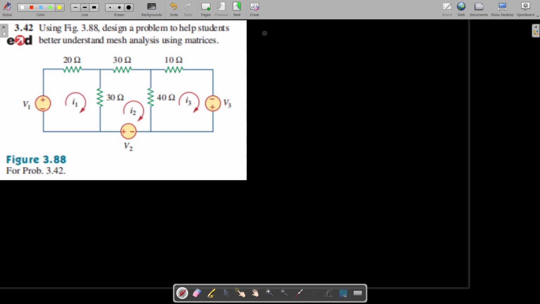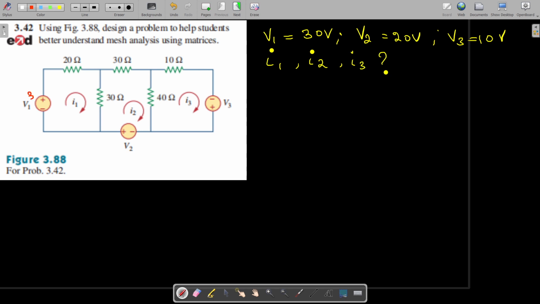Let me take these values: V1 as 30 volts, V2 as 20 volts and V3 as 10 volts. And we need to find this I1 current, I2 current and I3 current. So this is 30 volts, this is 20 volts and this is 10 volts. As this is mesh analysis, we are going to write the loops.